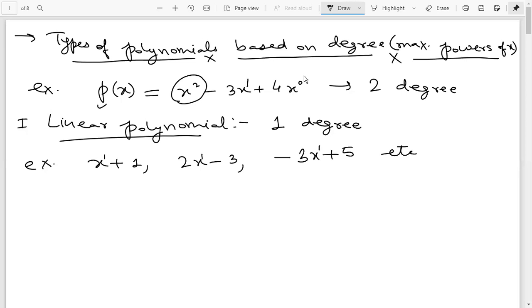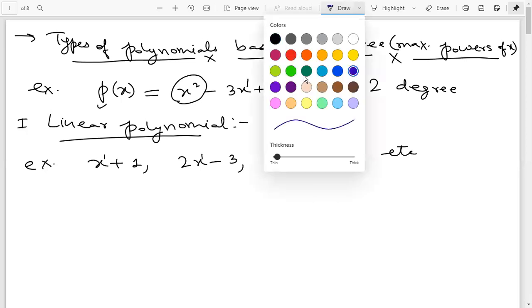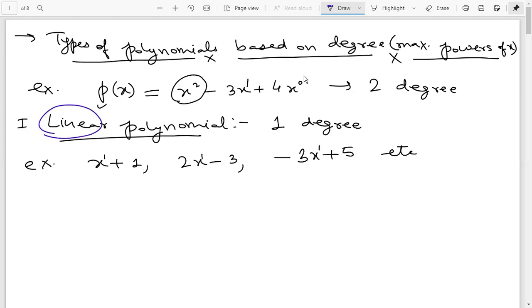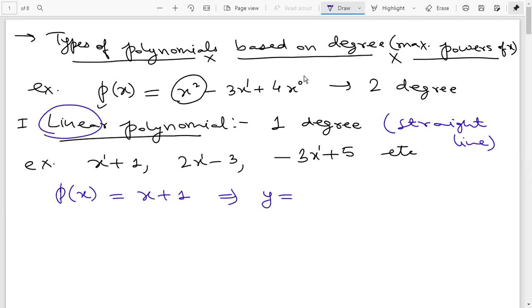And one more important thing here: the graph of a linear polynomial will be a straight line. Linear means the graph will be a straight line. If you plot the graph on graph paper, then we will get a straight line. Let me explain a bit. Say p(x) is the polynomial, suppose it is x plus 1. So p(x) we can write as y also. Y means y coordinate. y equals x plus 1.